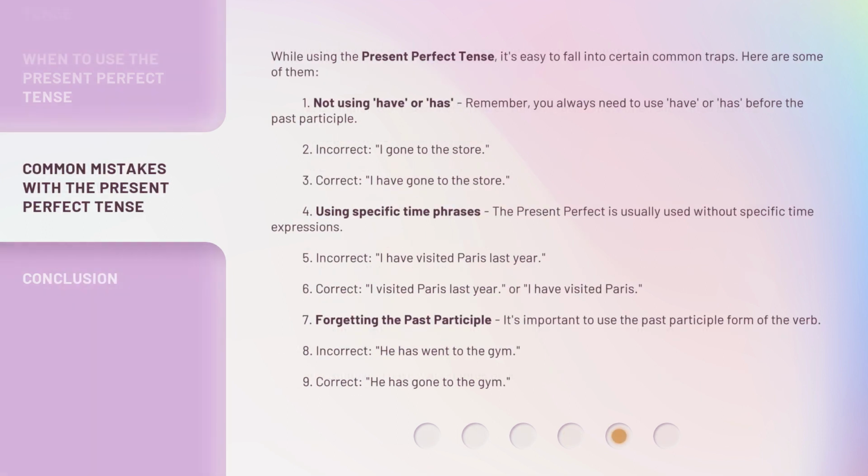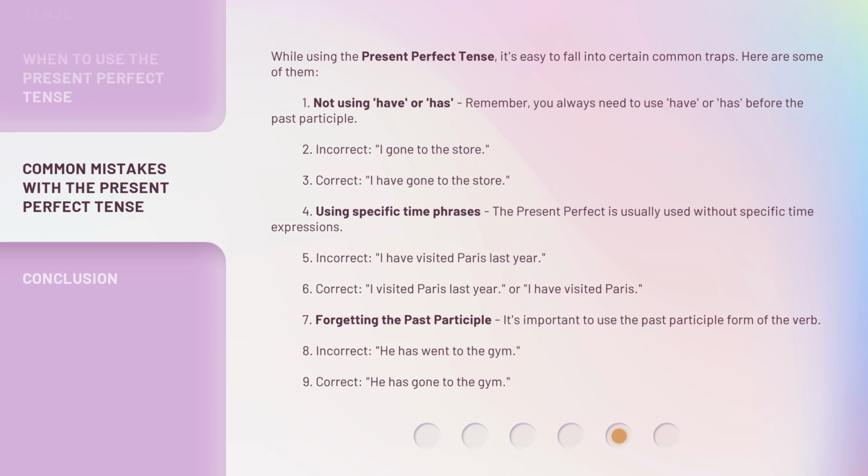While using the present perfect tense, it's easy to fall into certain common traps. Here are some of them. 1. Not using have or has. Remember, you always need to use have or has before the past participle. Incorrect: I gone to the store. Correct: I have gone to the store.